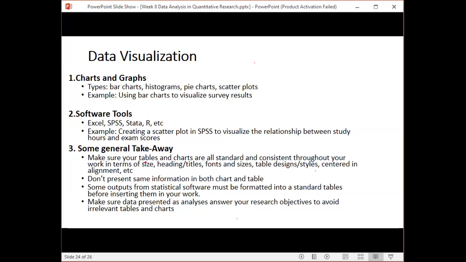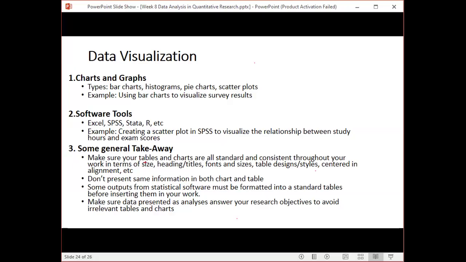Okay. So some key takeaways, right? We are saying that when you're doing tables, or in your write-up, when you're doing your research work, make sure your tables and charts are all standard and consistent throughout the work, right? In terms of font sizes, headings, titles, table designs, and the rest. Don't just pick any colors and mix them up. It makes reading difficult. Choose one style and use it. Font size, font type, they all have to be the same, right? Alignment, align in the center and all of that.